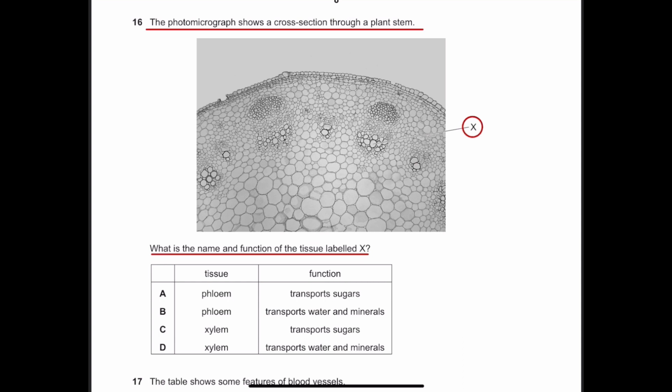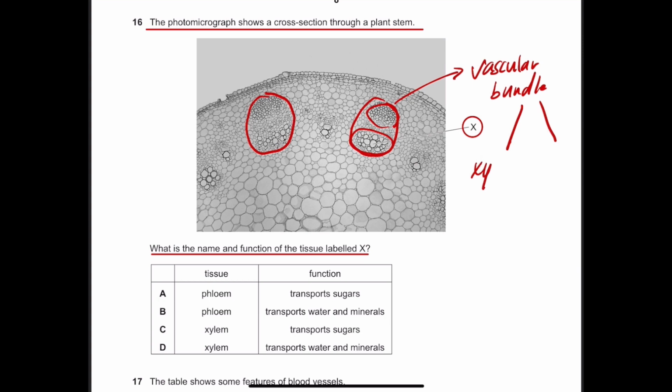So, if you look at the structure X, you can see it's relatively a bigger circle than the other ones. So this part, or these parts, are collectively called vascular bundle. A vascular bundle consists of two things: xylem and phloem.